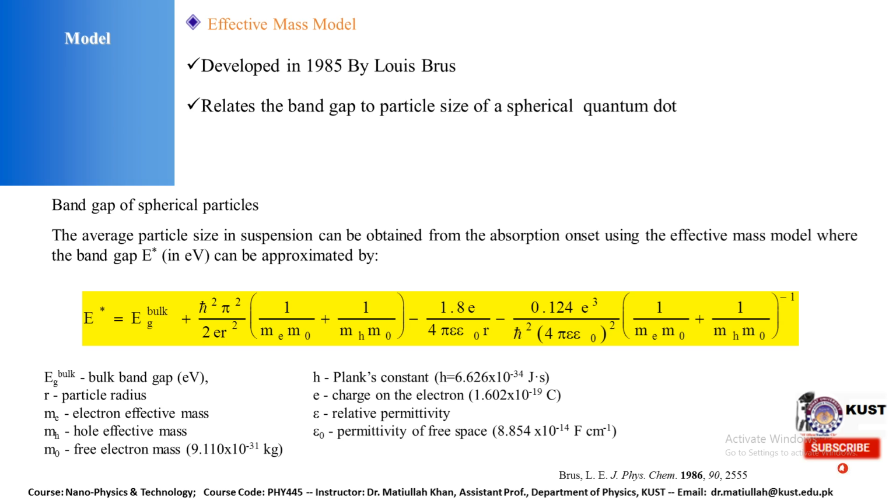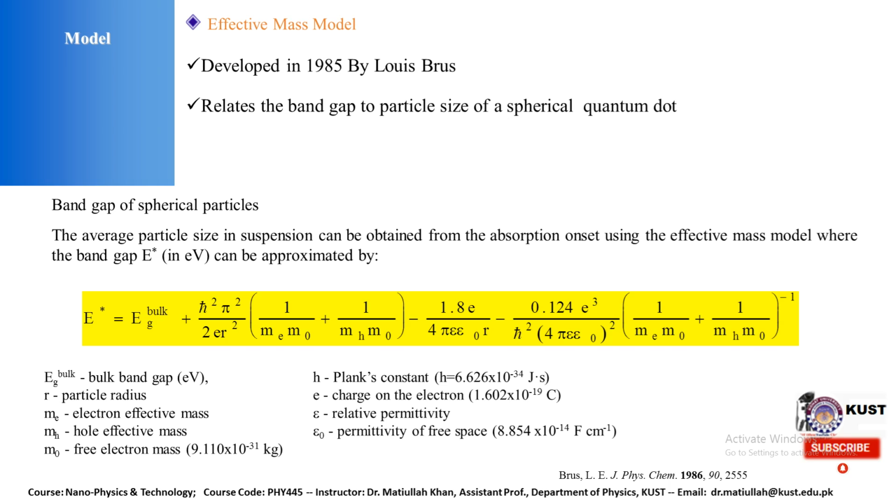This equation is a bit complicated, but for general information we have included it for understanding how the particle size corresponds to the band gap of a semiconductor material. The average particle size in suspension can be obtained from the absorption onset using the effective mass model, where the band gap, mentioned in electron volts, can be approximated by this value.